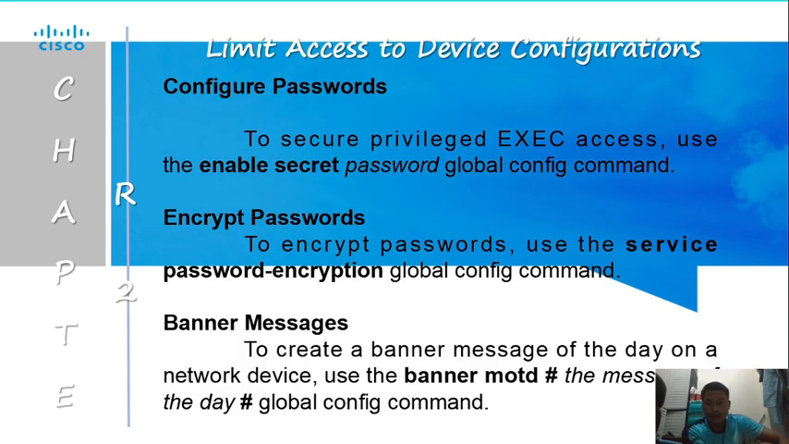So, limit access to device configuration. Configure passwords. To secure privileged EXEC access, use the enable secret password global config command. To encrypt the passwords, use the service password-encryption global config command. Banner message. If you want to banner your message, to create a banner of the day on the network device, use the banner motd # message of the day # global config command.